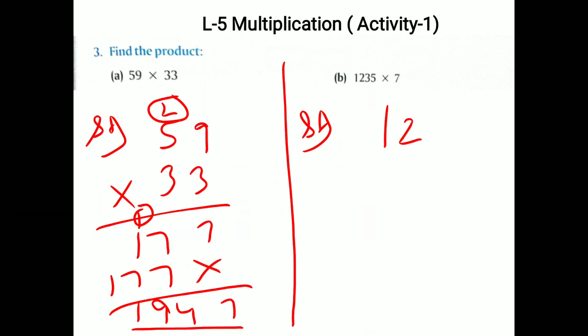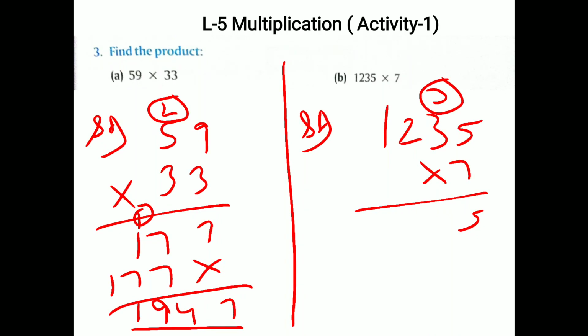1, 2, 3, 5. You have to multiply by 7 only. Clear? 7 5s are 35. 3 will go on 3. 7 3s are 21 plus 3 is 4.